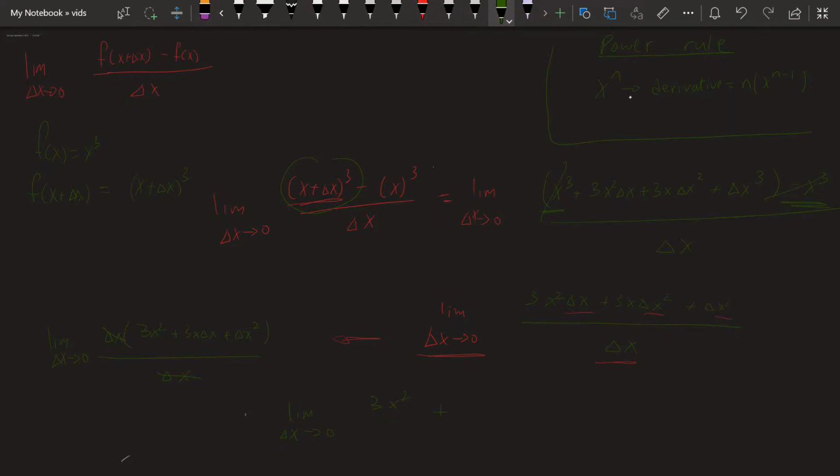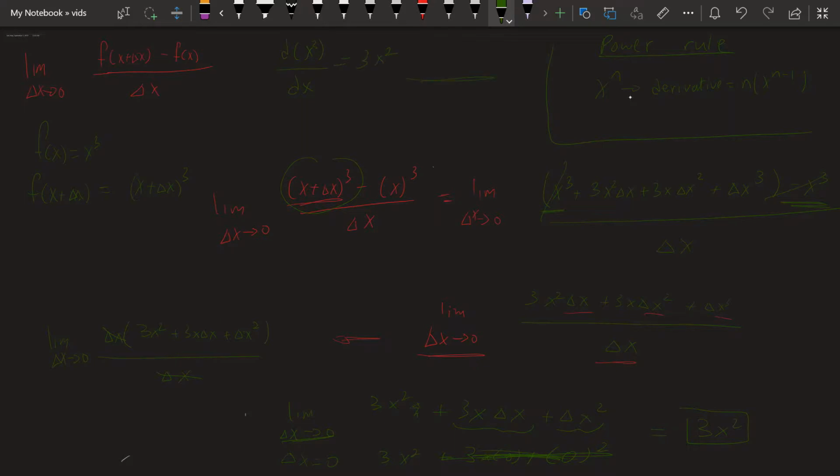3x squared plus 3x delta x plus delta x squared, right? Now we can apply the limit definition because we don't have a denominator. So as delta x goes to 0, delta x will be equal to 0, right? So this becomes 3x multiplied by 0, and this becomes 0 squared. The 3x squared does not have a delta x, so it does not get affected. These cancel out, and we're going to be left with 3x squared. So the derivative of x cubed dx is equal to 3x squared.